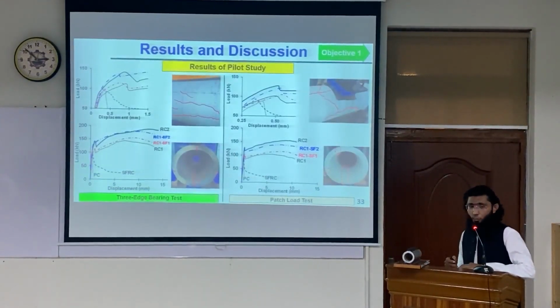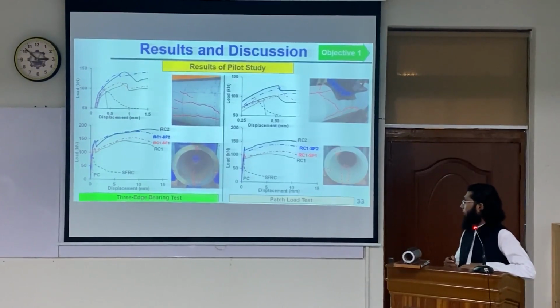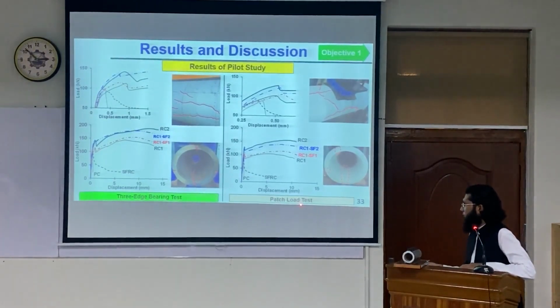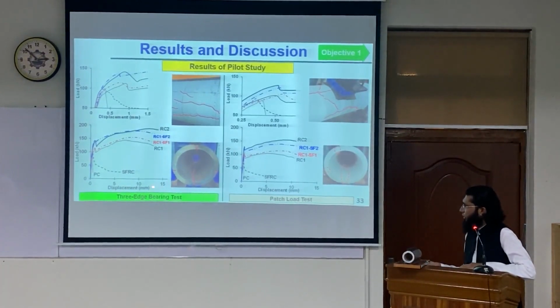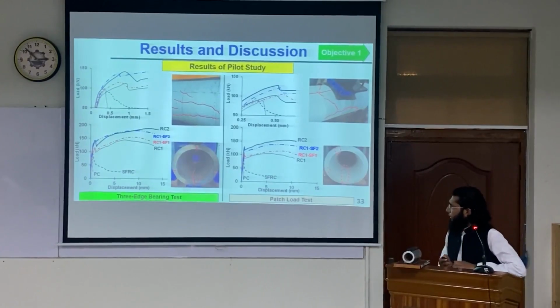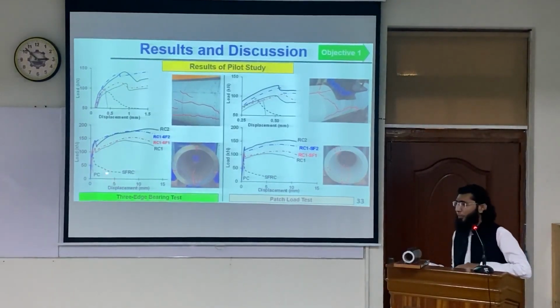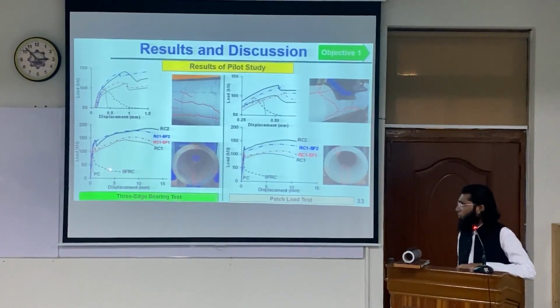So these are the results of the pilot study on 450 mm diameter pipes for the three-edge bearing test and for the pass-out test. On the horizontal axis is the vertical displacement in millimeters at the crown, and on the vertical axis is the load in kilonewtons. This is just a magnified view of the initial part to clarify the initial graphs, and the same goes for here. Now, as can be seen, the PC pipe collapsed in a brittle manner. The SFRC provided some resistance to the cracks, but the improvement was minimal.